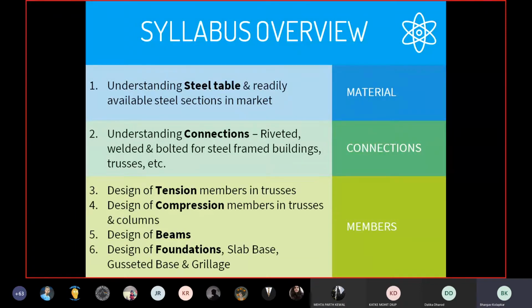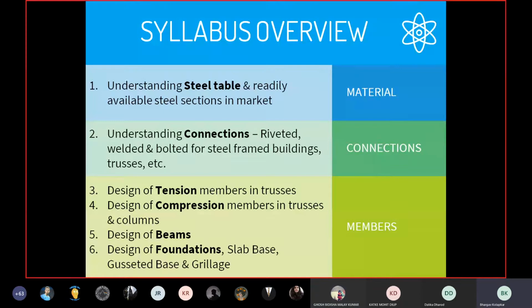wherein we'll understand what is called as a steel table. Have you heard of this term before? Steel table. No. Yeah. But is it something which talks about the different kinds that are available? Yes. So basically, it is a catalog.